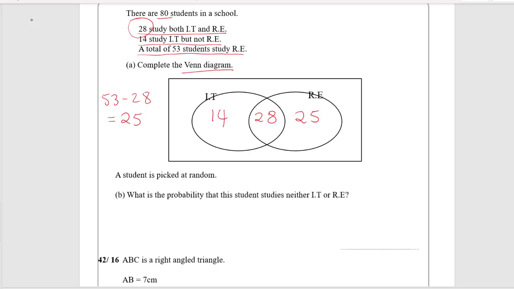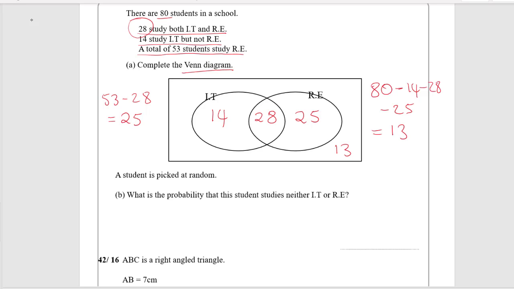So what we need to do is find the number of students who study neither IT nor RE. So we have 80, take away 14, take away 28, take away 25, and that gives us an answer of 13. Always double check on your calculator. And this number goes outside the circles over here. So these people do not study IT or RE.